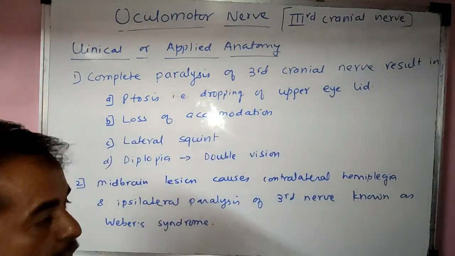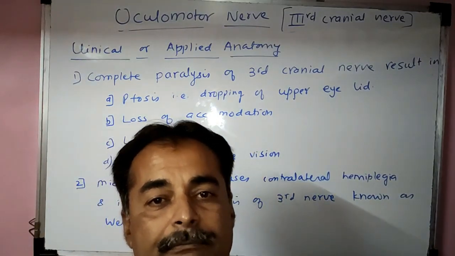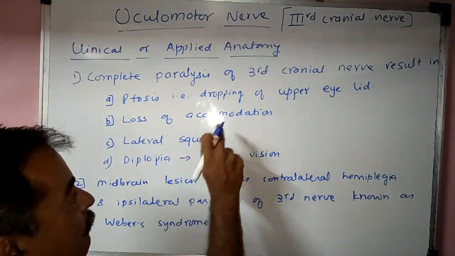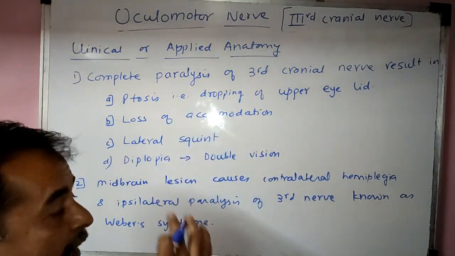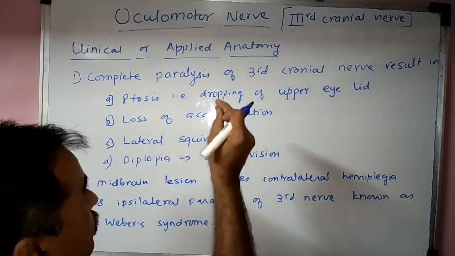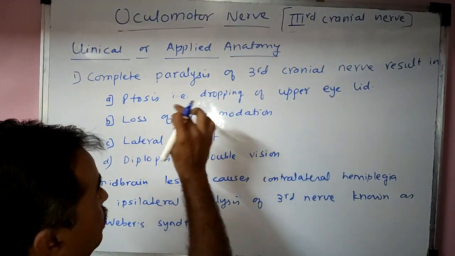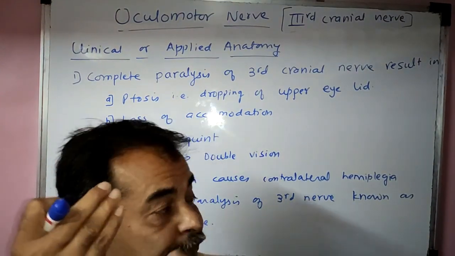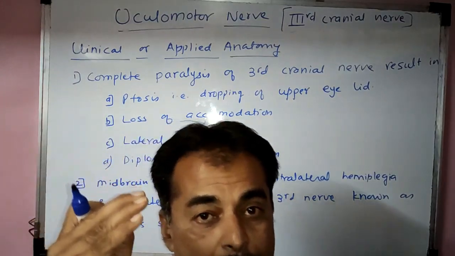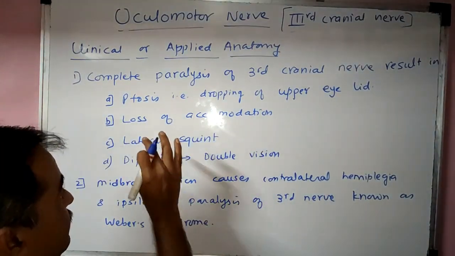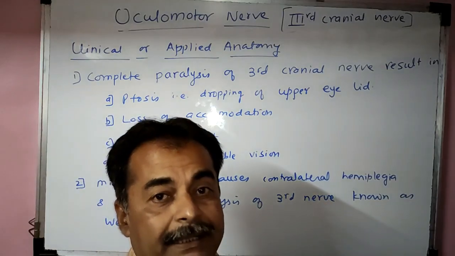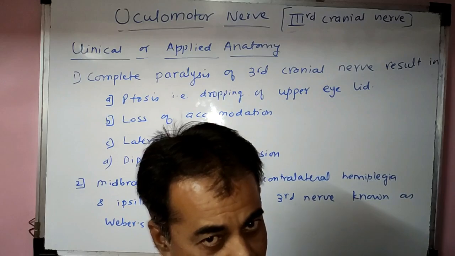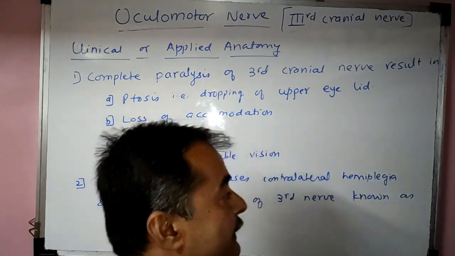There is also loss of accommodation, as the postganglionic fibers from the ciliary ganglion get damaged. Paralysis of the levator palpebrae superioris causes ptosis, while loss of accommodation is caused by paralysis of the postganglionic fibers from the ciliary ganglion.